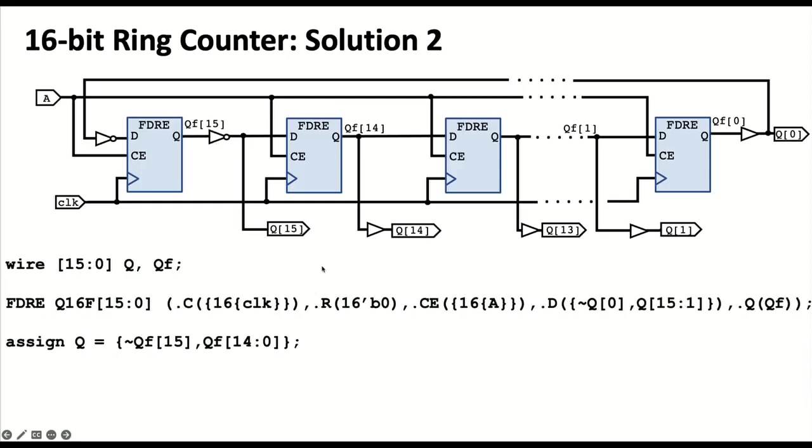So what gets loaded back in here? Well, I need to negate Q0, so this is where this inverter happens. And then the rest of them are just shifted as before. So I take Q15 through Q1. So this is another way of doing your ring counter. Okay. Any questions?